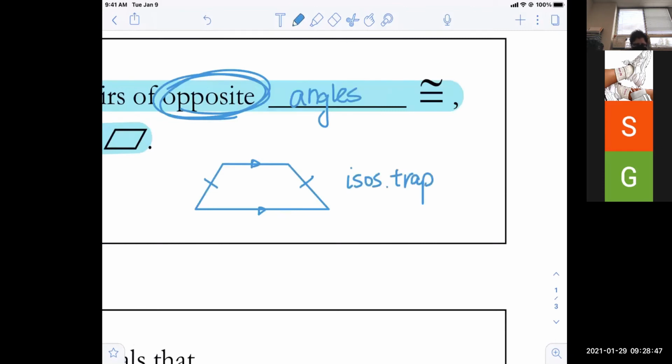And an isosceles trapezoid, if this is, let's say this is like 70, what would the angle up here have to be?